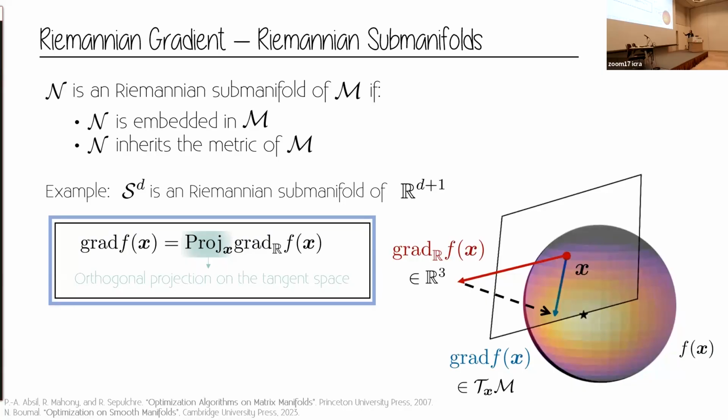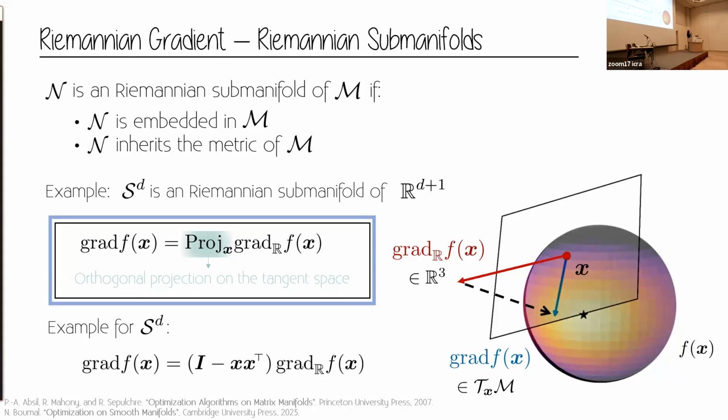So you have the Euclidean gradient of the function, and you orthogonally project it onto the tangent space, and this is your Riemannian gradient. The explicit formula for the sphere here is that one, where the orthogonal projection is simply given by the identity matrix minus x x transpose, where x is the base point of the tangent space where you are.